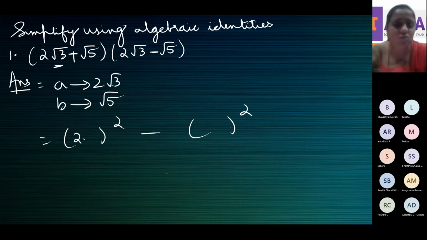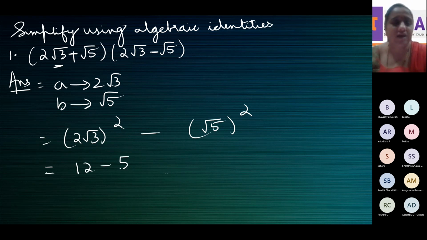So a square means 2 root 3 the whole square. B square means root 5 the whole square. So this one will be 2 root 3 into 2 root 3, which is 12, minus 5. So the answer is 7. That's all. The 7 is the answer.